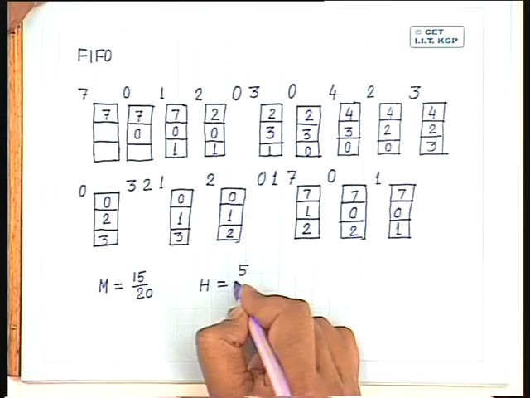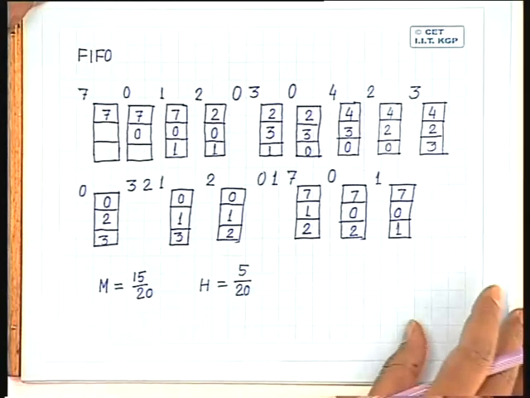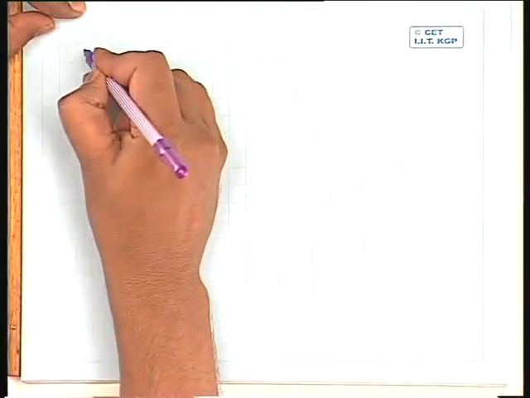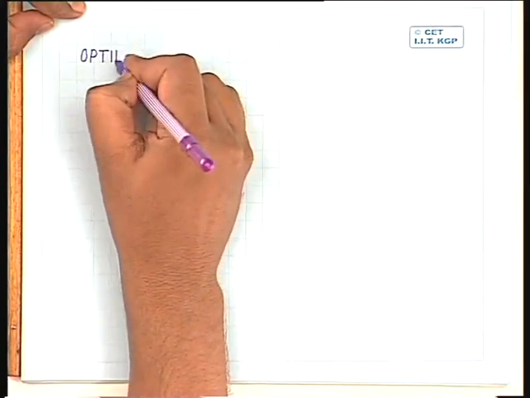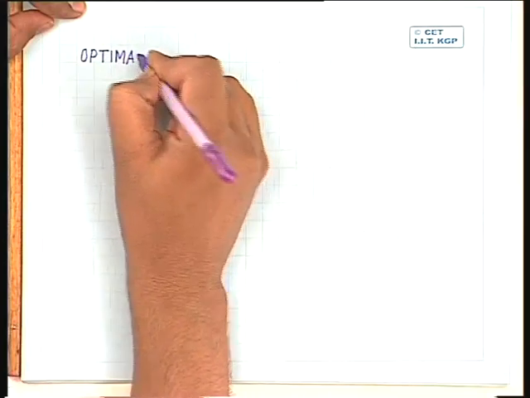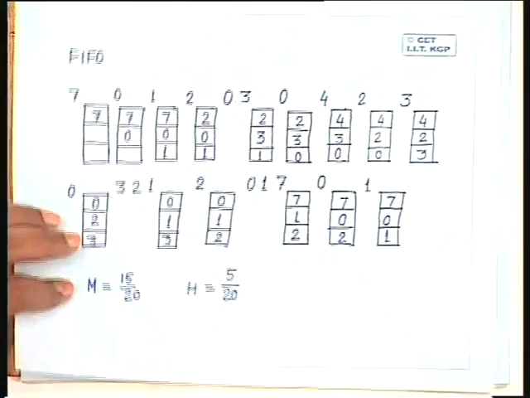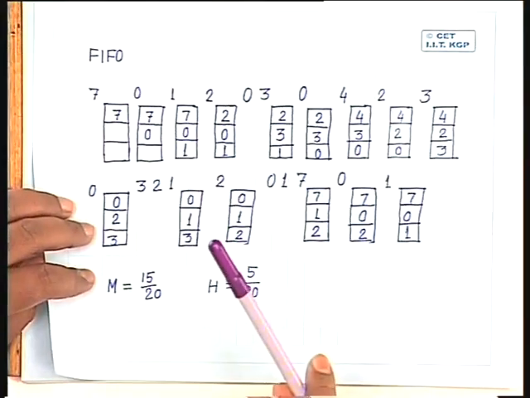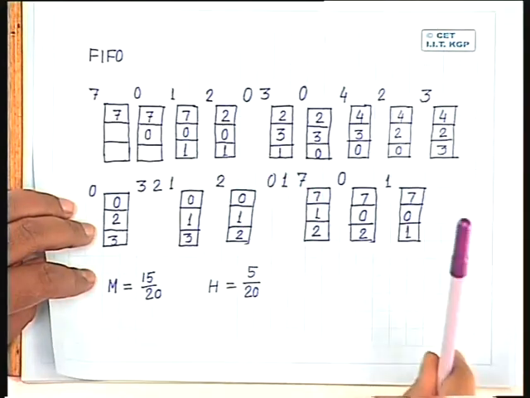5 by 20. Okay. Now let us see what will be the situation if we go for optimal page replacement. Optimal page replacement is the one which replaces that particular page which will not be referred for the longest duration of time. Okay. So that is the difference between the FIFO and the optimal. In case of FIFO, we have replaced the page which is oldest in the main memory. In case of optimal page replacement, the page which will not be referred for the longest duration in future will be replaced.